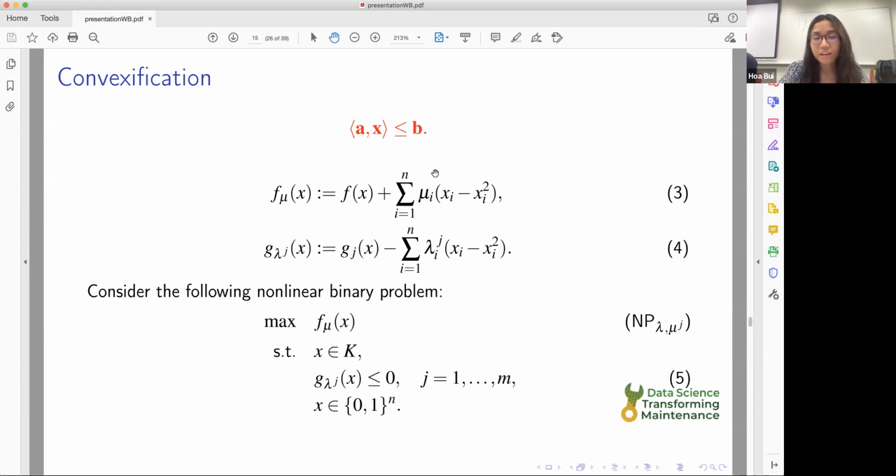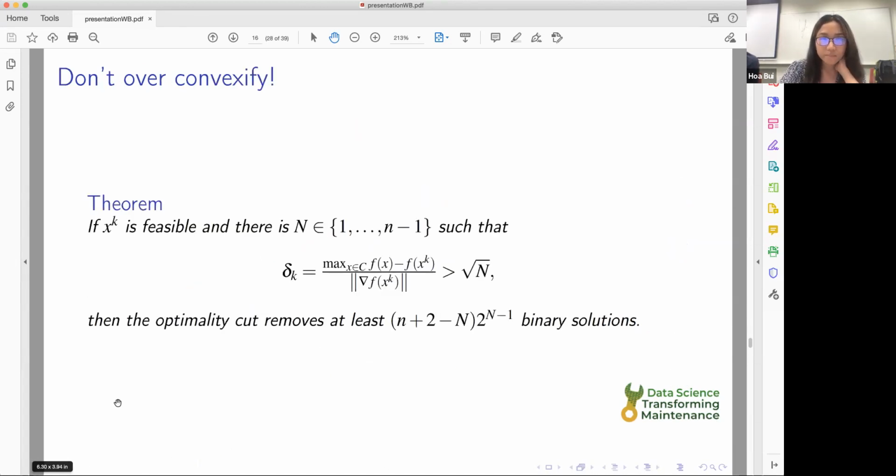This is very elementary in convex optimization: if you increase mu and lambda big enough, then minus f will become convex, and g will become convex as well. Then we can apply the cutting plane algorithm to this nonlinear binary problem, and it will converge to an optimal solution of the modified problem, which is equivalent to the previous problem. So you can still use the cutting plane algorithm to solve any binary problem, but it is too good to be true, because you have to be mindful not to over-convexify, since the convergence rate of your cutting plane depends on how you convexify your problem.